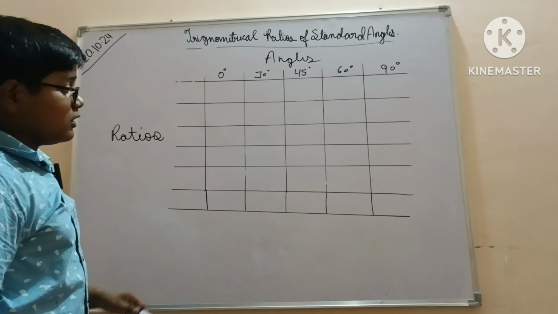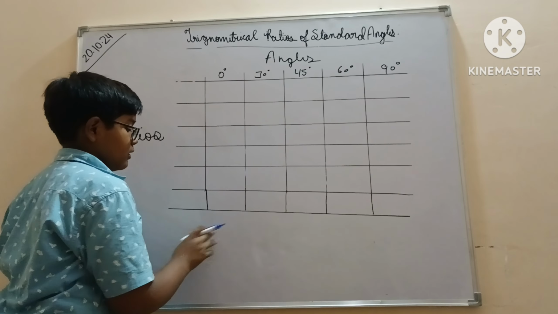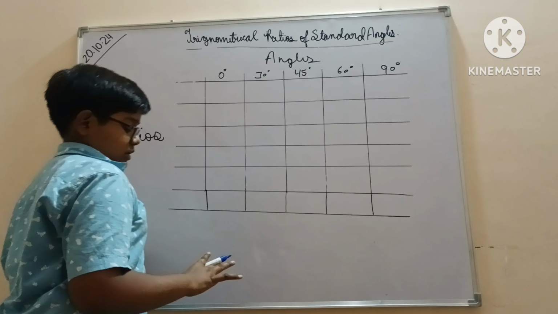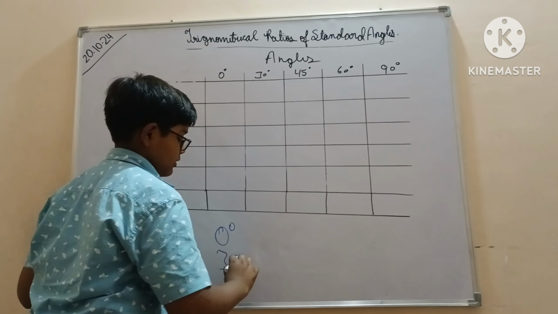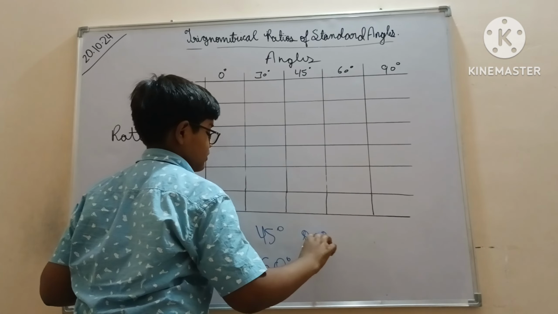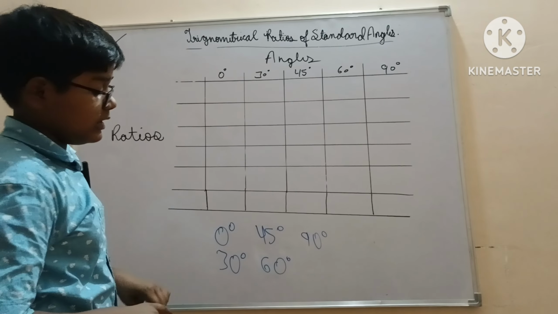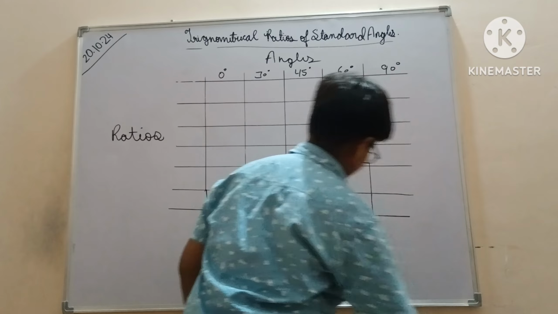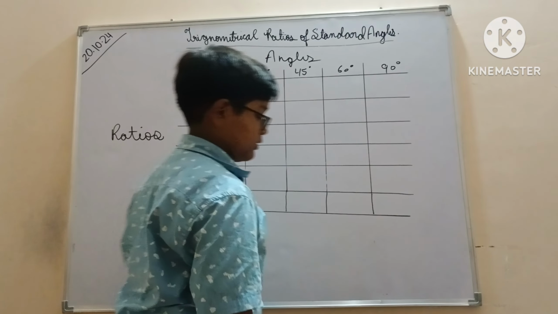We are starting a new chapter, trigonometrical ratios of standard angles. It is related to the trigonometrical ratios chapter, and in this chapter there are five standard angles: 0 degree, 30 degree, 45 degree, 60 degree, and 90 degree. We will find all the trigonometrical ratios of the standard angles, which are sine theta, cos theta, cot theta, sec theta, tan theta, and cosec theta.